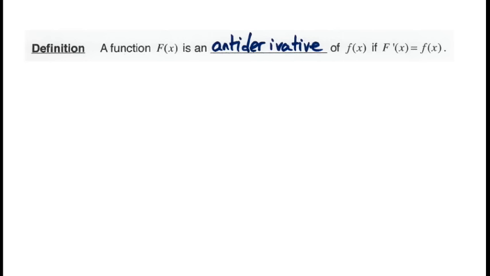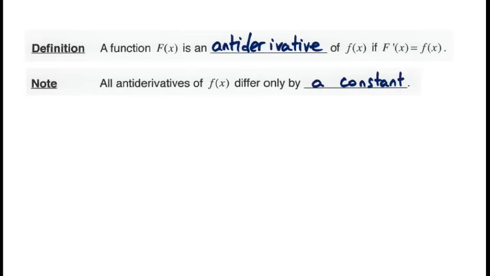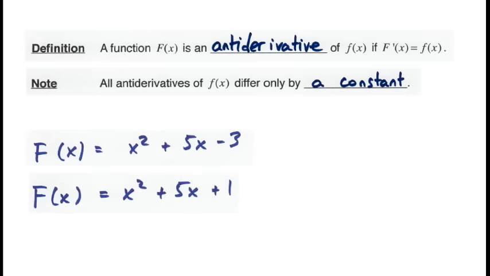The first definition: a function capital F of x is an antiderivative of f of x if capital F prime equals f. So here we see how antiderivative is the opposite of derivative. All antiderivatives of f of x differ only by a constant, and this is why.